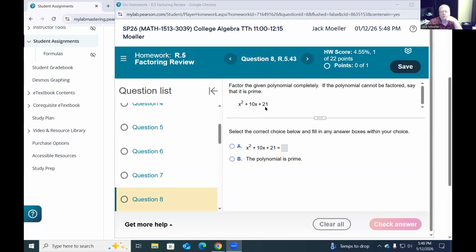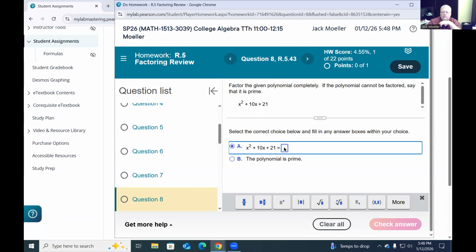You're basically saying what multiplies to give me 21 that's going to add to give me 10. Well, 21 is 7 times 3. 7 plus 3 is 10. There you go.